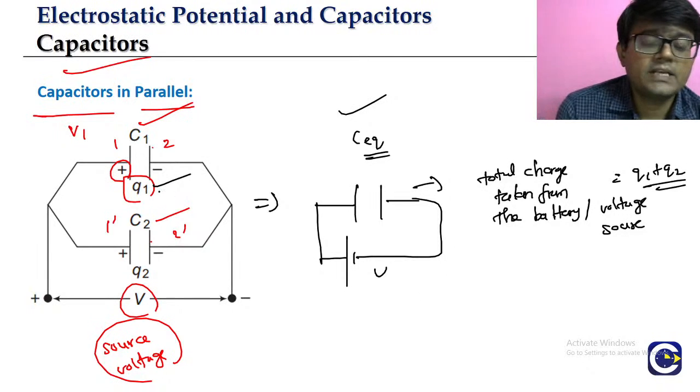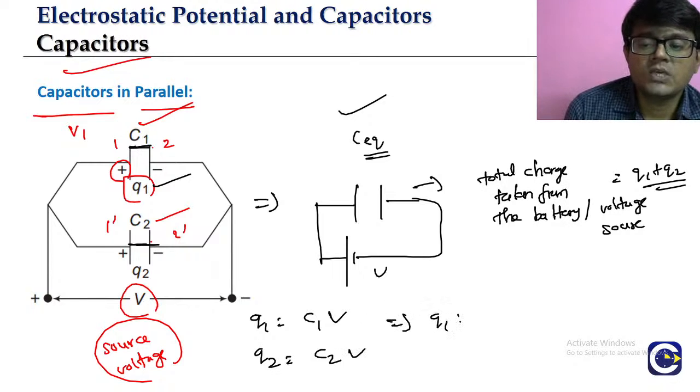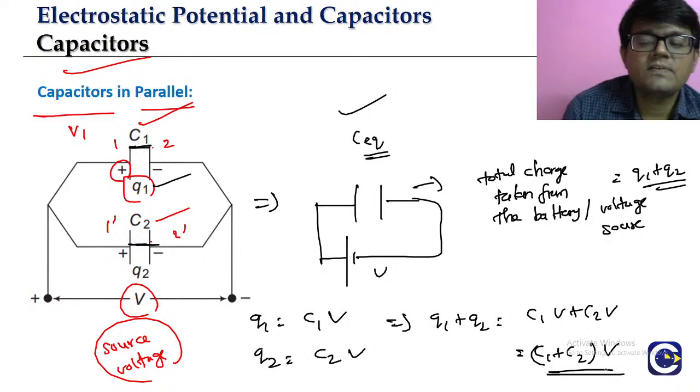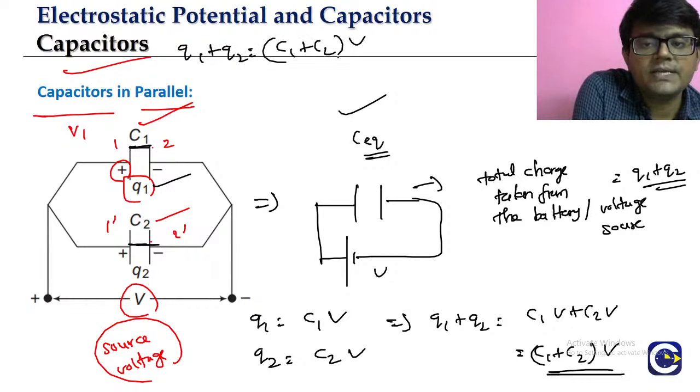Okay. Now what is Q1? C1 into the potential difference across the capacitor 1, that is the source voltage. Q2 is capacitance C2 into the potential difference across capacitor 2, that is the same source voltage. So Q1 plus Q2 is equal to what? C1 into V plus C2 into V. V is common, so what is it? C1 plus C2 into V. So Q1 plus Q2 will be C1 plus C2 into V.